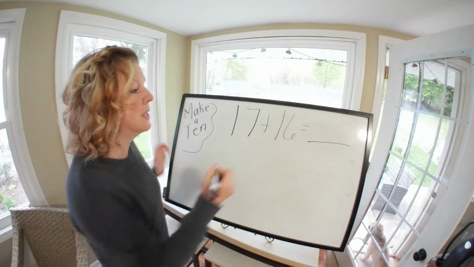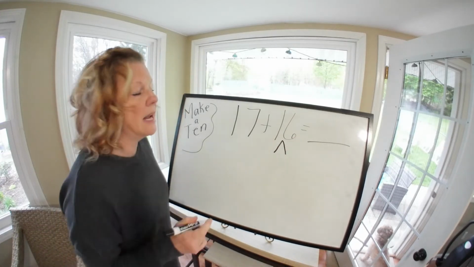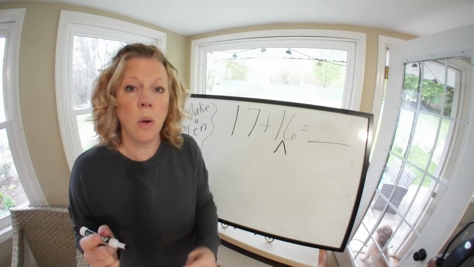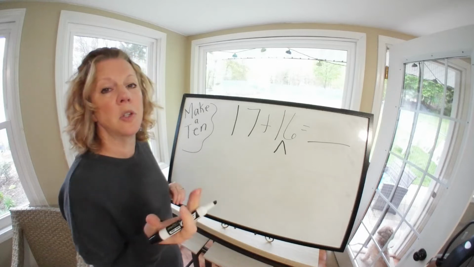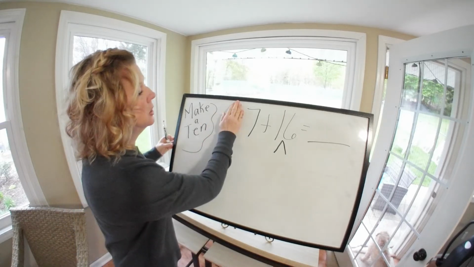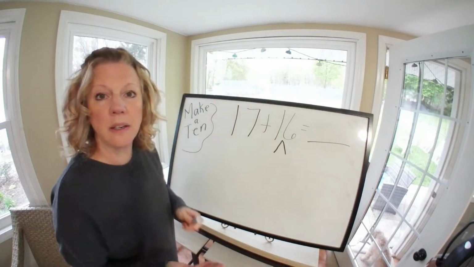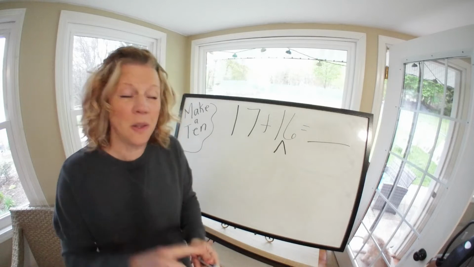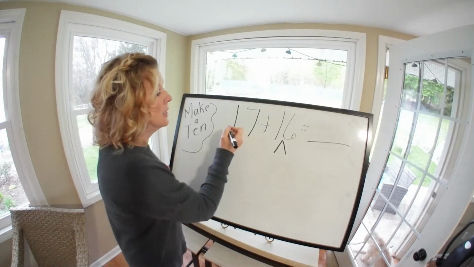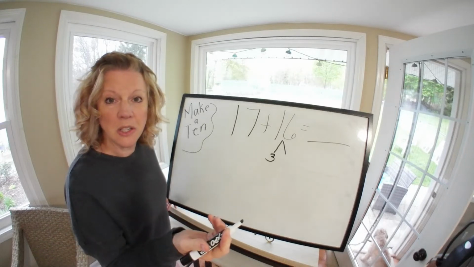So again, we're going to be breaking down the 16. We need to give 17 enough to bring it up to 20. So I'm going to look at my ones. 7 plus something equals 10. What is that something? That's right, 3. 7 plus 3 equals 10. So I know 17 plus 3 is going to bring that number up to the 20.